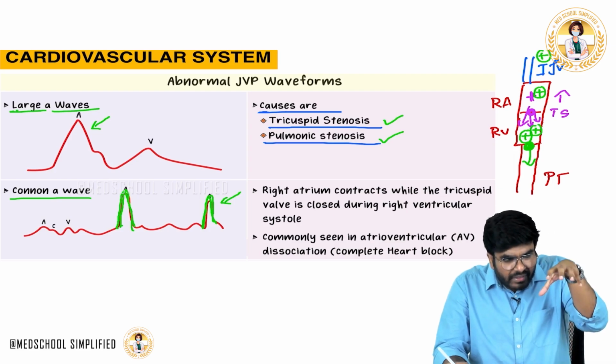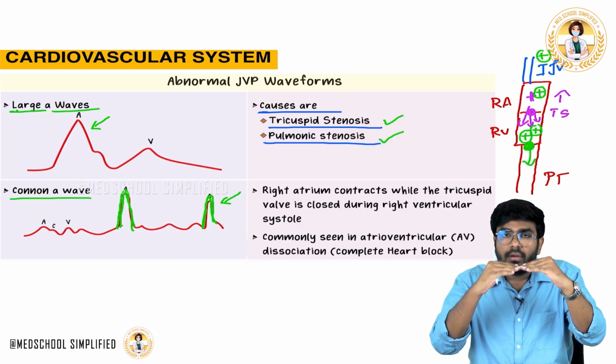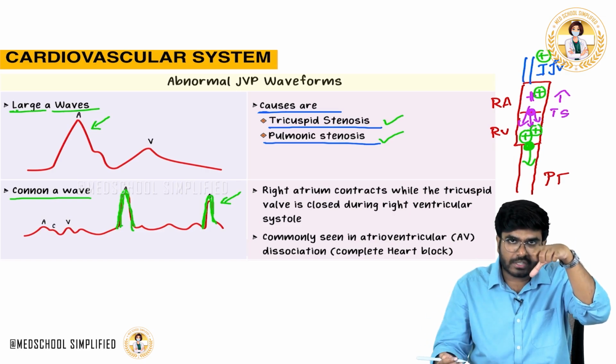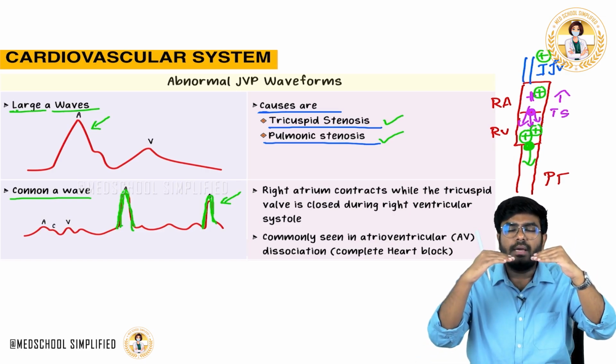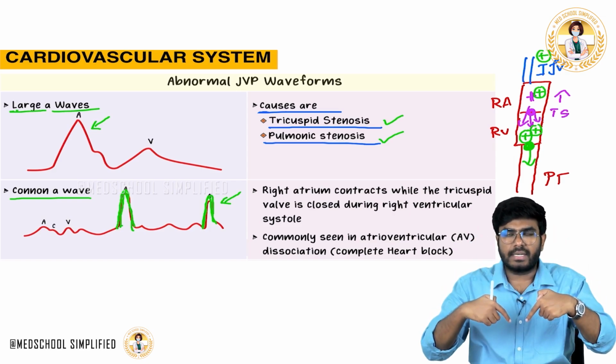What is that? Normally when the atria are contracting, what should be the status of the atrioventricular valves? Atrioventricular valves should be open. They should be open, then only will the atria contract. During atrial contraction, normally the atrioventricular valves have to be open. Then only will blood move from the atria into the ventricles, right?